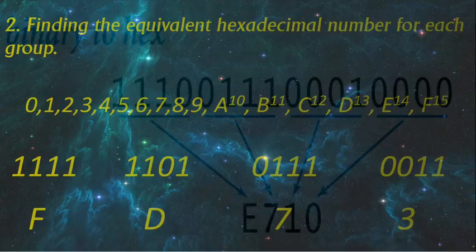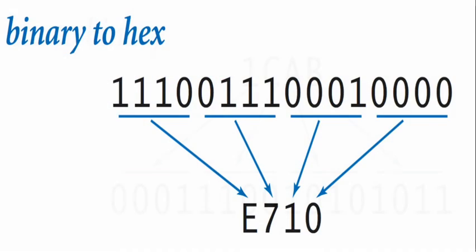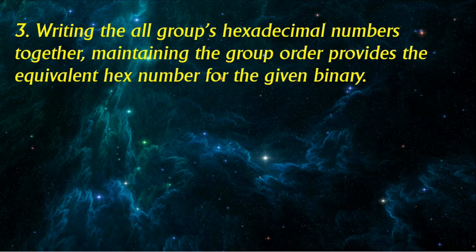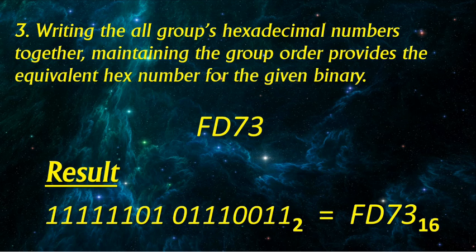Here are some examples. See, it is easy to understand. Writing all the groups' hexadecimal numbers together, maintaining the group order, provides the equivalent hexadecimal number for the given binary. Here is the result.